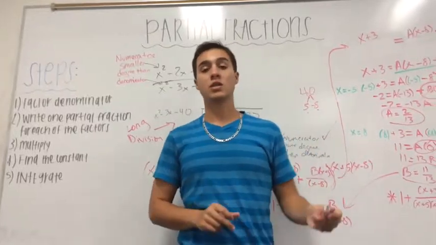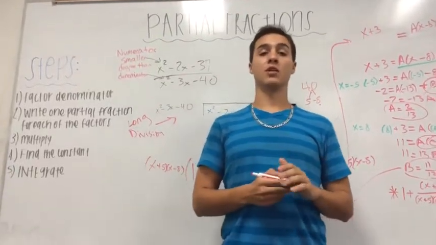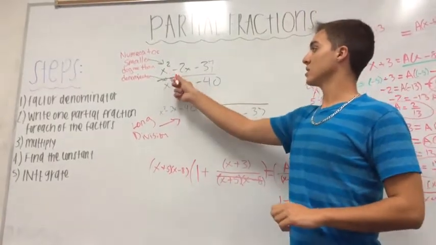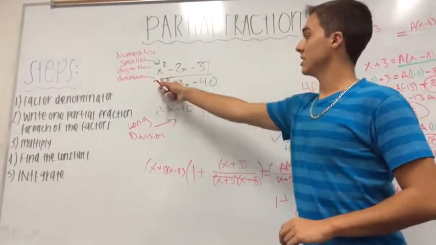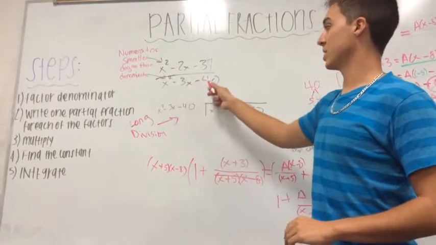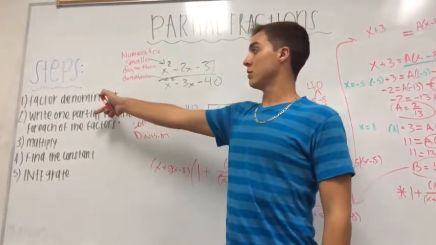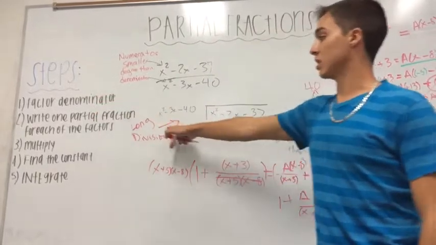My name is Andrew Gonzalez and I'm going to be showing you the next example of partial fractions. Our example is (x² − 2x − 37) divided by (x² − 3x − 40). In order to factor the denominator, we have to use long division.